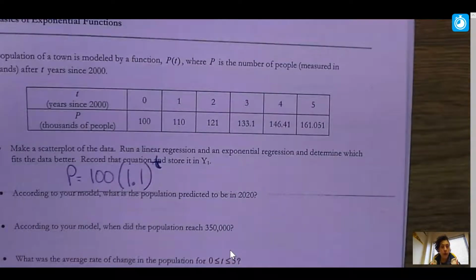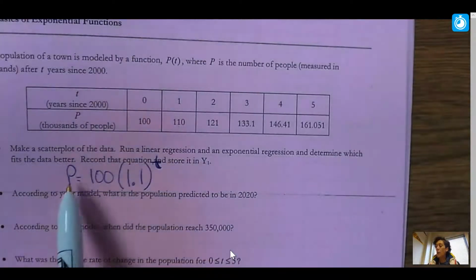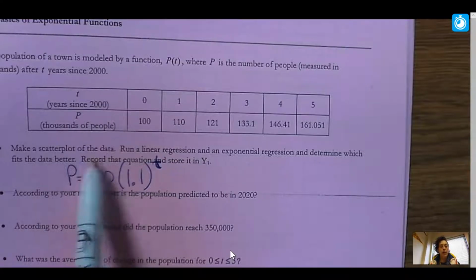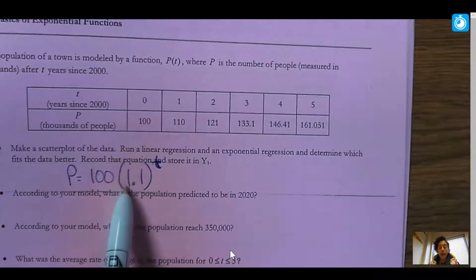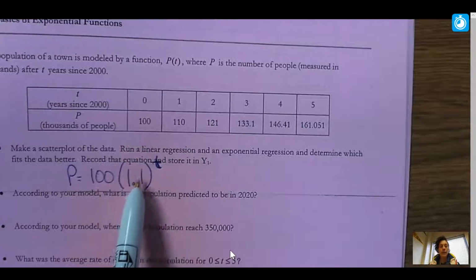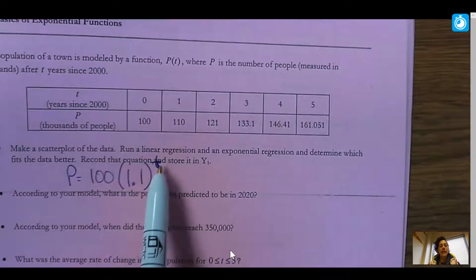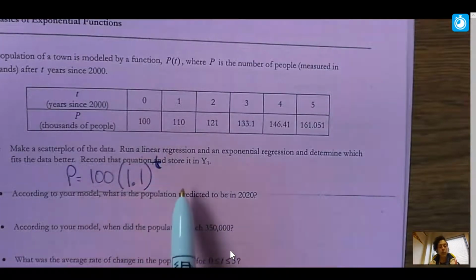So this is my equation. They had y equals, but we're using P instead. In for A, under parameters, they had 100. In for B, we will want to always put this number in parentheses. And then t is our exponent. Where they have x, we write t.